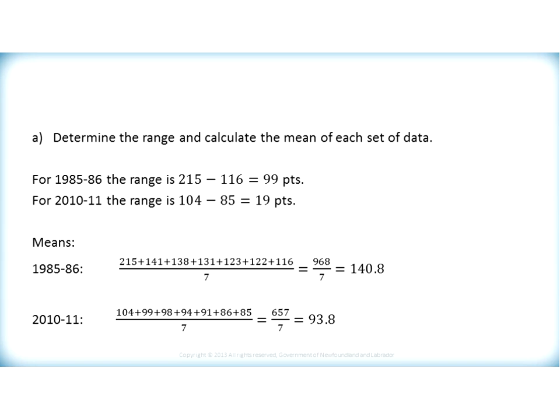In 2010-2011, the 7 top scorers in the league totaled 657 points in total, which worked out to an average of 93.8 points per player.